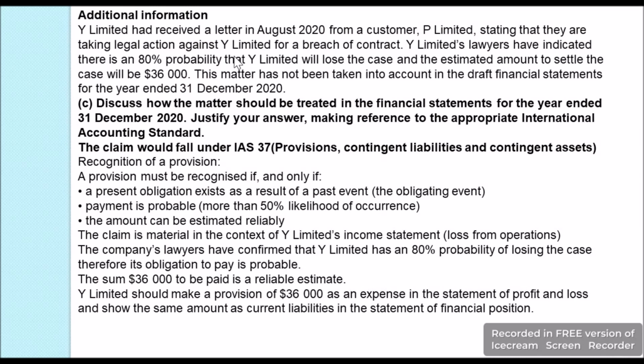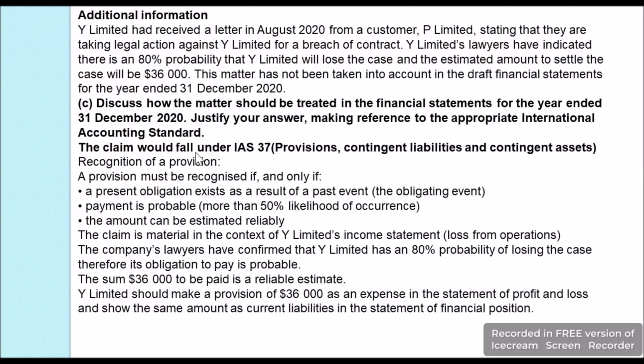If we see this matter here, this has occurred because of a past event, that is, there was a breach of contract between Y Limited and P Limited, and this was because P Limited was a customer of Y Limited and they were not able to fulfill the contract of P Limited. So because of this, Y Limited is facing a legal action. So this is based on the past event. Then let's see about the probability. There is 80% probability, so it is more than 50% probability that Y Limited will lose the case. Furthermore, there is a reliable estimation, that is $36,000 has to be paid for this breach of contract.